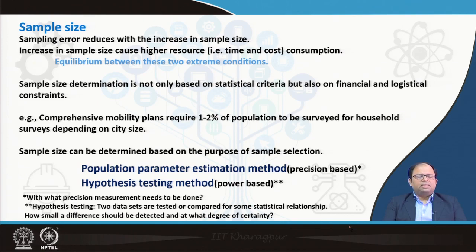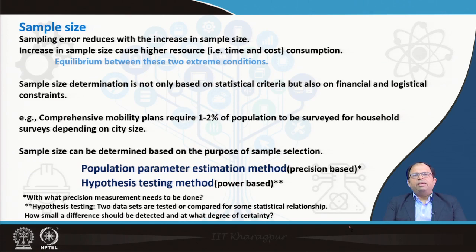We understand that sampling error reduces with the increase in sample size. Because we are using a sample instead of the total population, any estimate that we make with the data, for example the central tendency, the mean or the standard deviation, is going to be different from the population parameters. That means there is some error in the estimate. This is called sampling error, and the larger the sample, the more this sampling error gradually reduces.